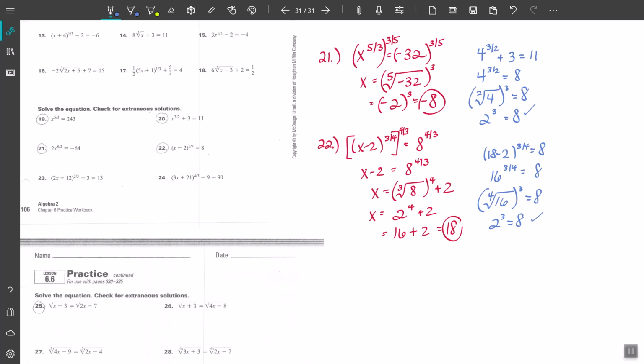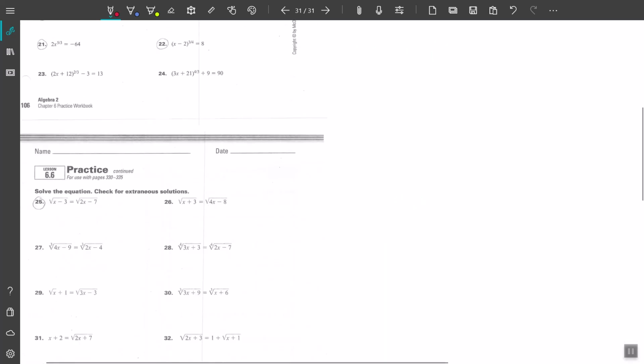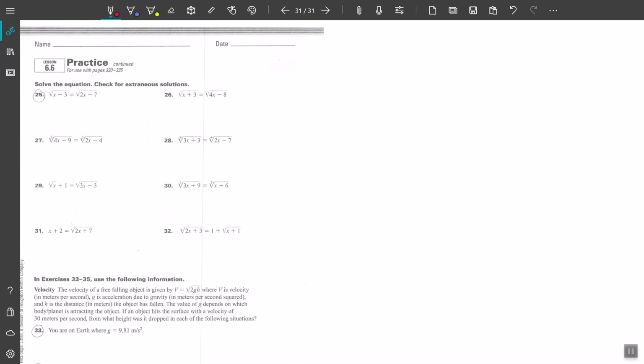And once again, you should have gotten check marks for both of those, showing again that these solutions both work. There are no extraneous solutions. All right, so let's move on to the back of the worksheet, and we have number 25.